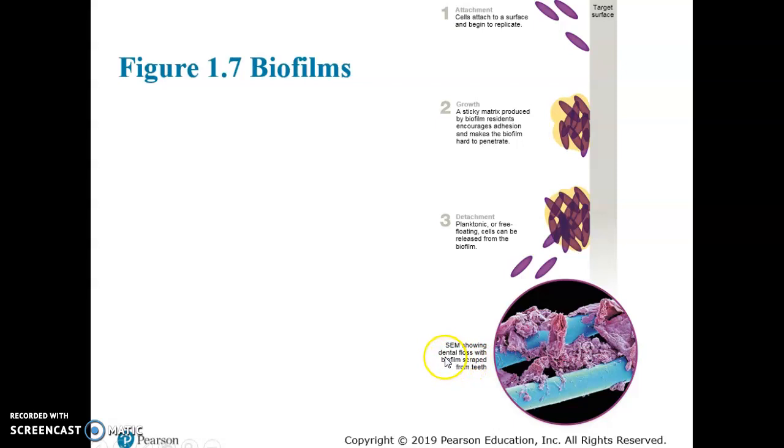And this is a scanning electron microscope picture showing dental floss with biofilm scraped from the teeth. So the teeth are the perfect example of a biofilm in the human body. You've got all that slime that you can pull off your teeth, and sometimes it's pretty obvious that it's a chunk of food, but when it really is just that slime that you can scrape, and you have issues with the plaque, and then that hardens, and you get the tartar buildup, that's a biofilm.